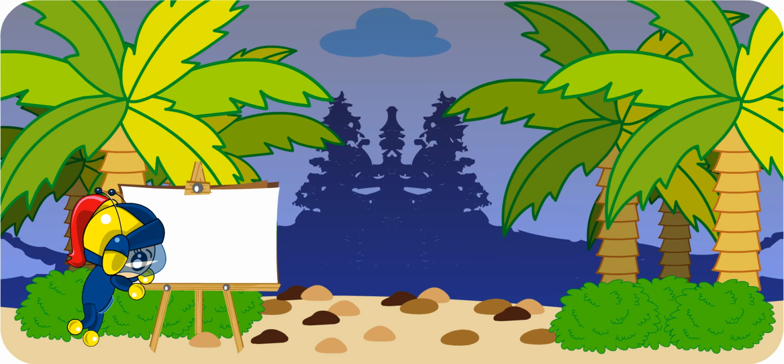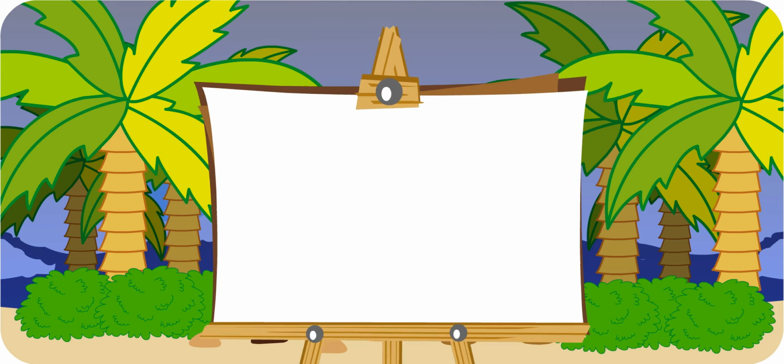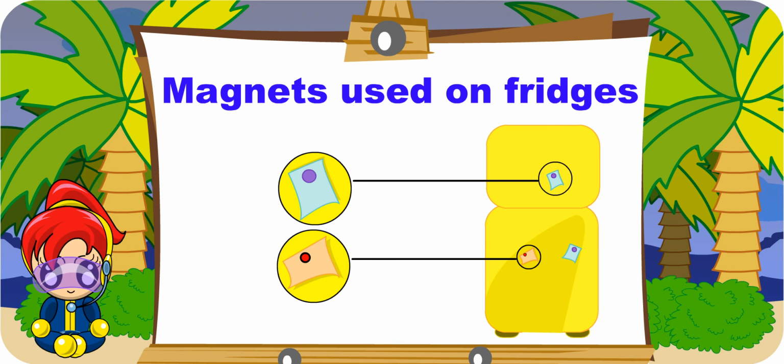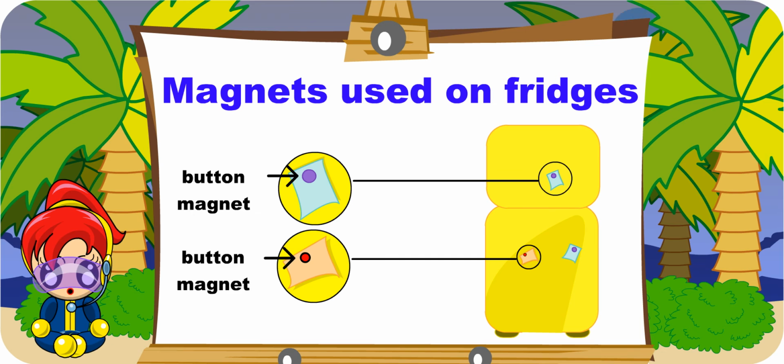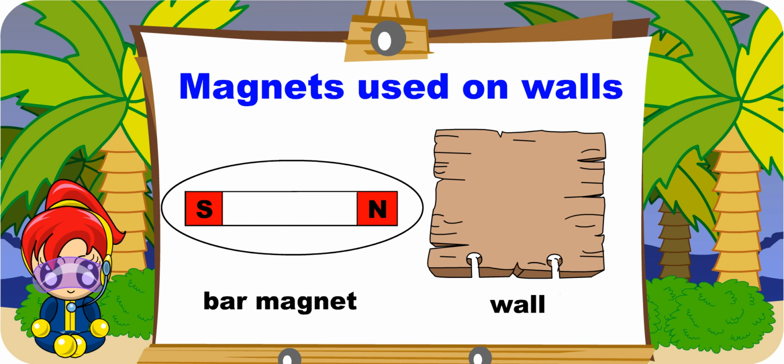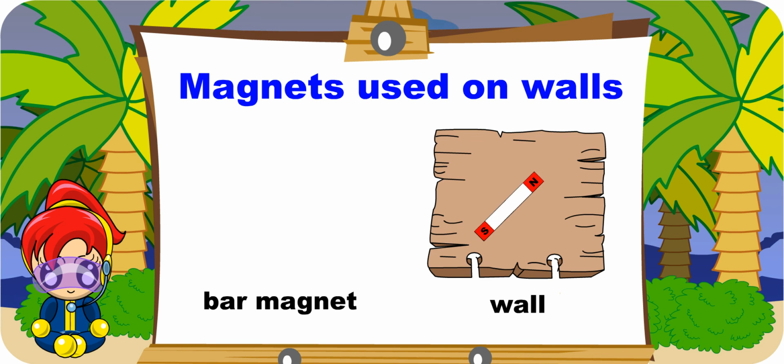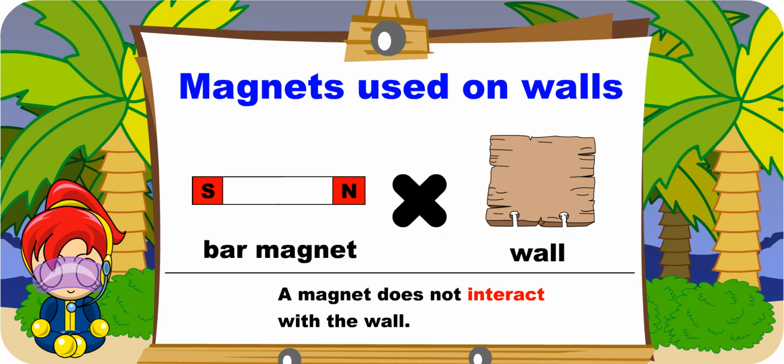Look at these fridge magnets. Have you seen them before? Yes, I have lots of them on my refrigerator. Do you know what they are used for? To hold messages and to make the fridge attractive. Yes, they cling to the fridge. They interact with it. If you place the fridge magnets on a wall, it will fall off because the magnets do not interact with the wall.